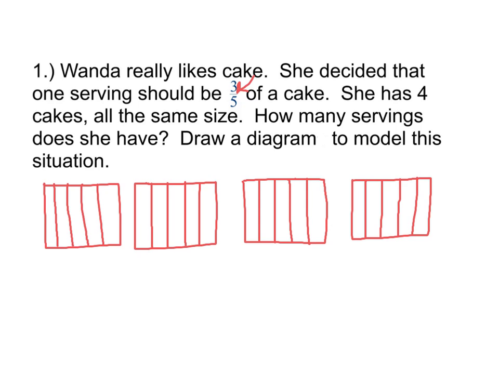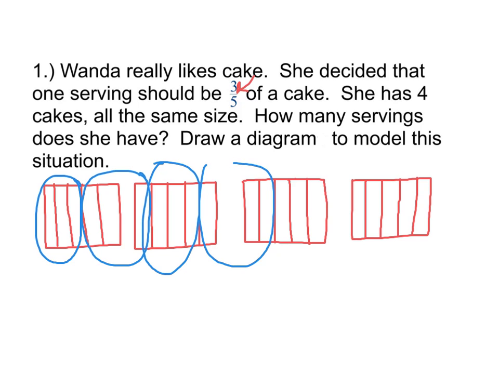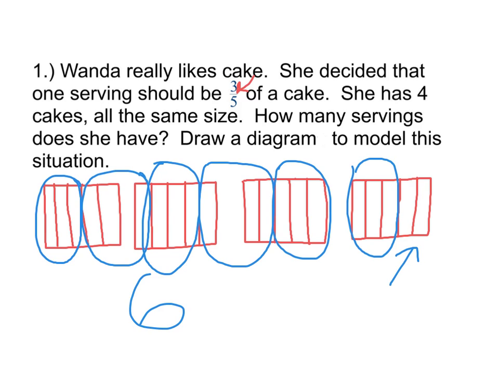Okay, the next thing I need to do is figure out how many servings there are, and 1 serving is 3/5 of a cake. So I'm going to circle 1, 2, 3, 1, 2, 3, 1, 2, 3, 1, 2, 3, 1, 2, 3, and 1, 2, 3. So I have 1, 2, 3, 4, 5, 6 full servings. And then I need to figure out how to represent these last 2 pieces.